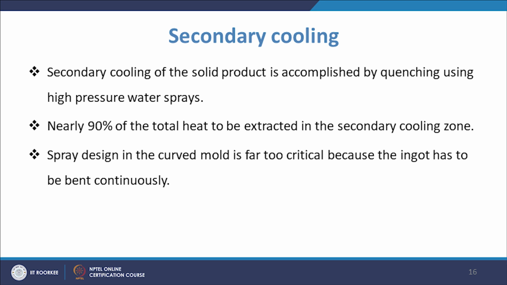After that you have the secondary cooling of the solid product, which is accomplished by quenching using high pressure water sprays. So, 90% of total heat is to be extracted in that secondary cooling zone, which starts after the mold, and spray design in the curved mold is far too critical because the ingot has to be bent continuously. So, there it is bending, which is another challenge.